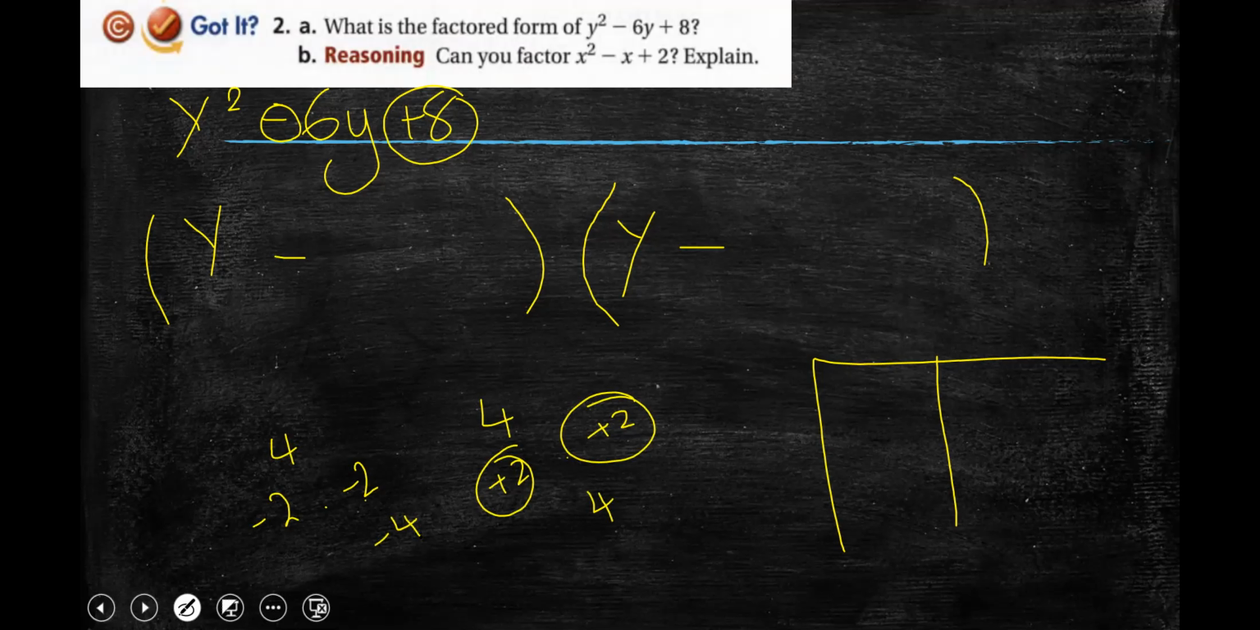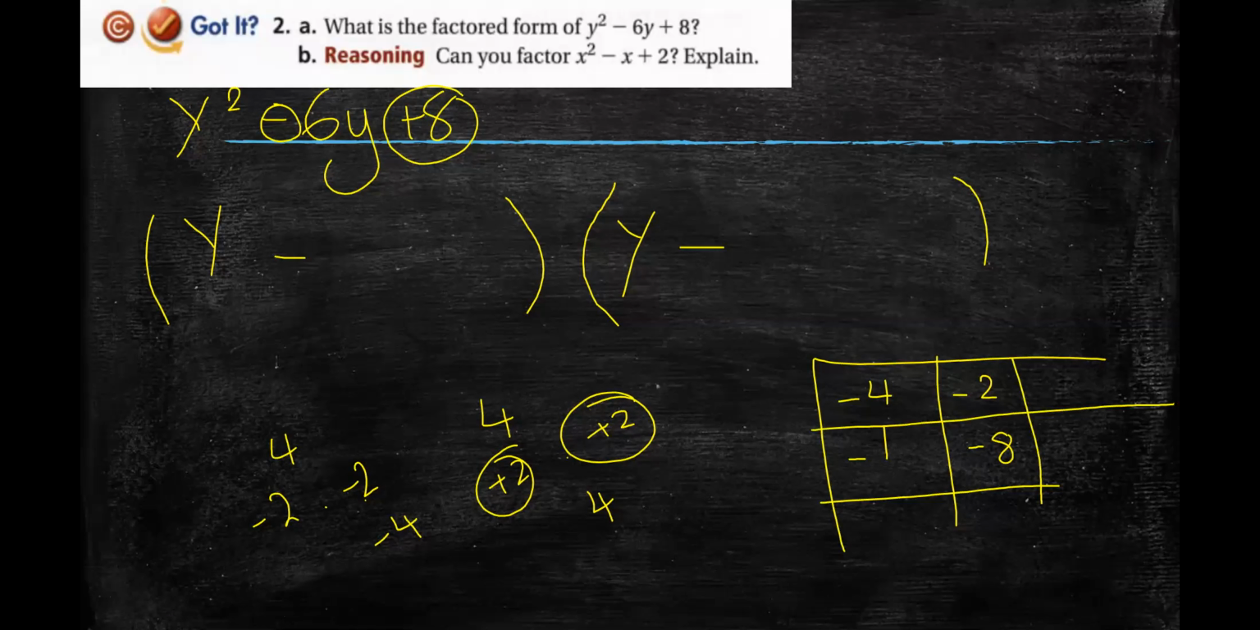With minus sign, it will be negative 4 times negative 2 is positive 8, or negative 1 times negative 8. Is it right? Yes, teacher. Now, after that, which pair of numbers, if you add them, you get negative 6? Negative 4 and negative 2. I will write negative 4 here and negative 2 here. So these will be the factors of my trinomial.